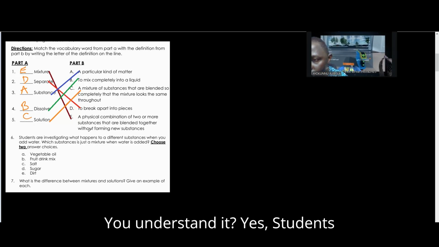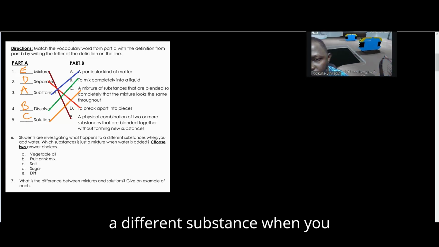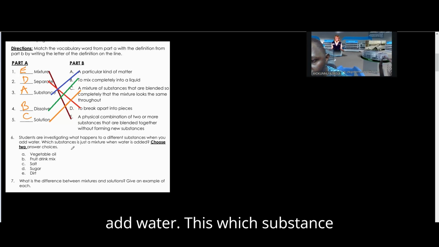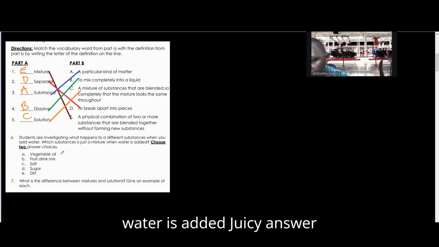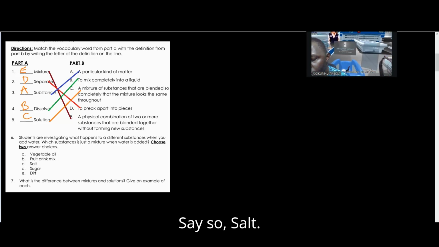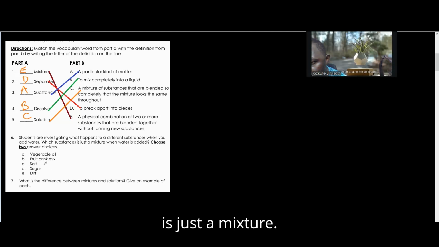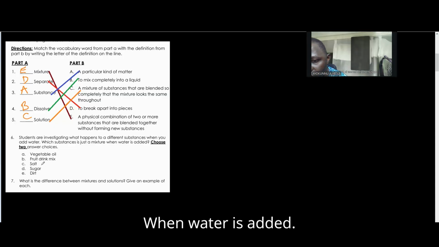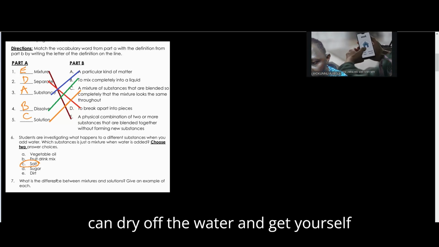Students are investigating what happens to different substances when you add water. Which substance is just a mixture when water is added? Choose the answer. It says salt. Salt is just a mixture when water is added, because you can dry off the water and get your salt back.